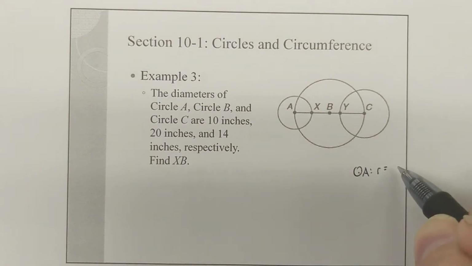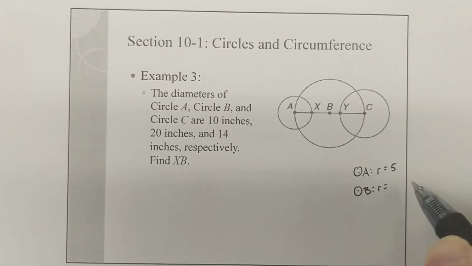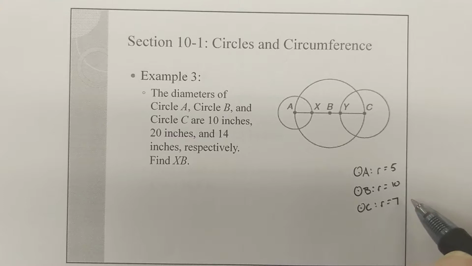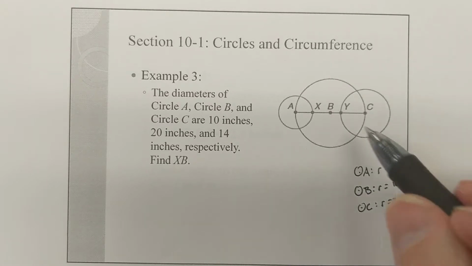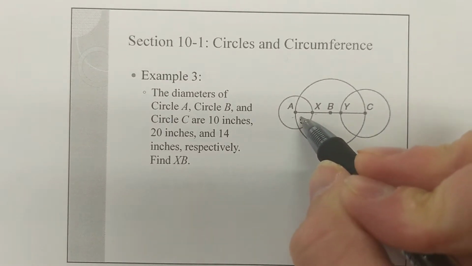the radius is equal to 5. For circle B, the radius is equal to 10. And for circle C, the radius is equal to 7, half the diameters. So what I can do is go through and label any radius sections that I know. So for example, AX here is a radius of A, so it's 5.